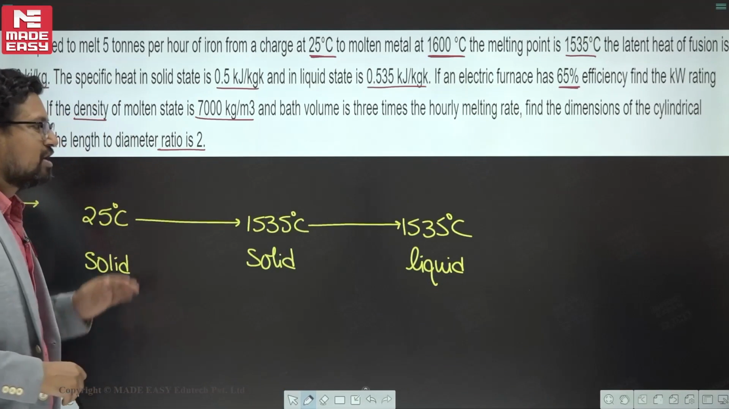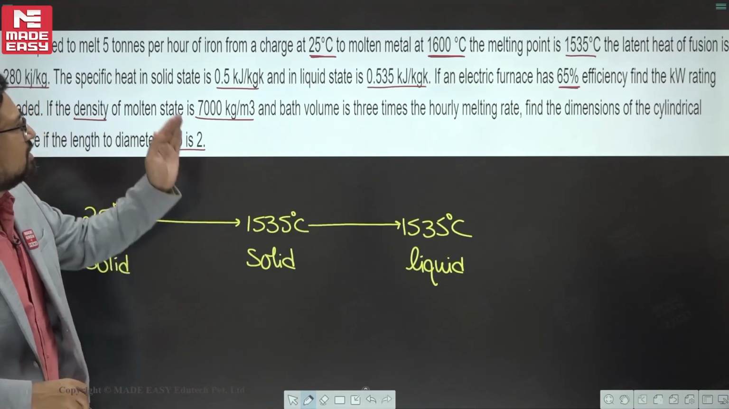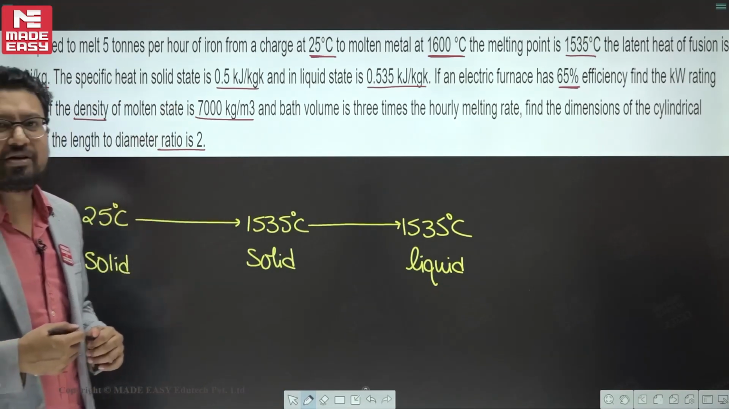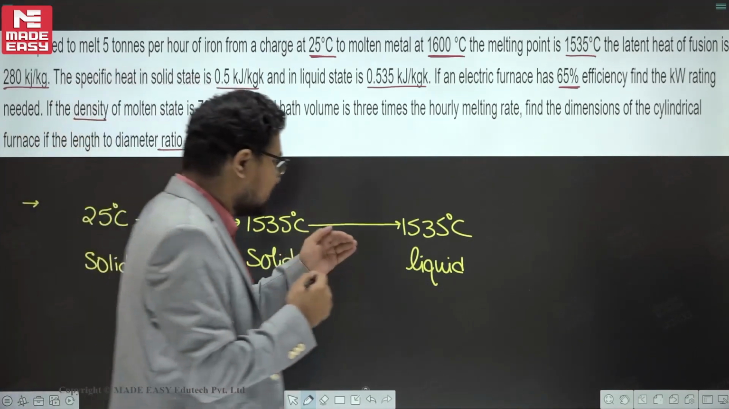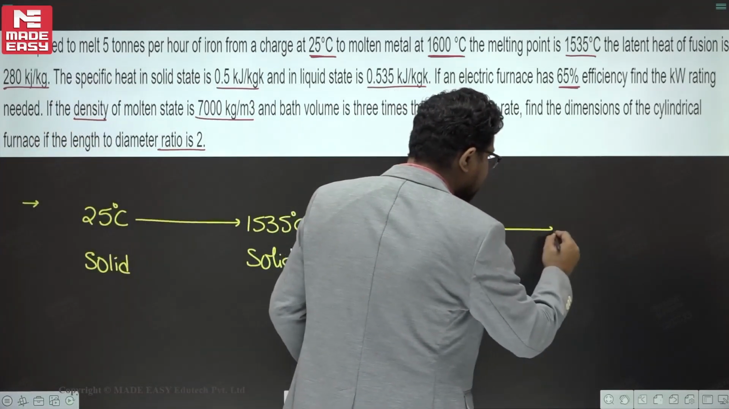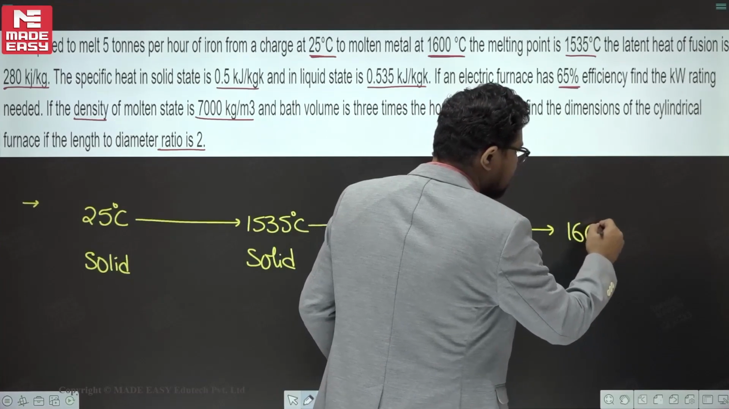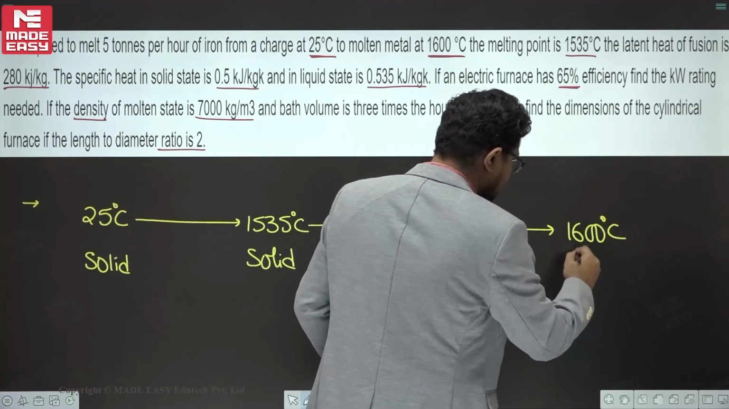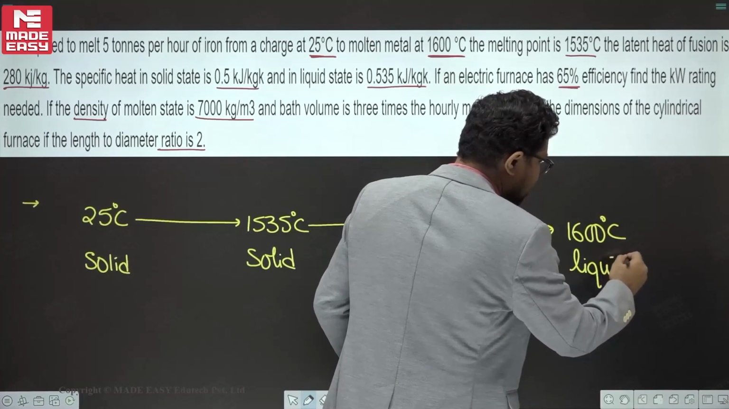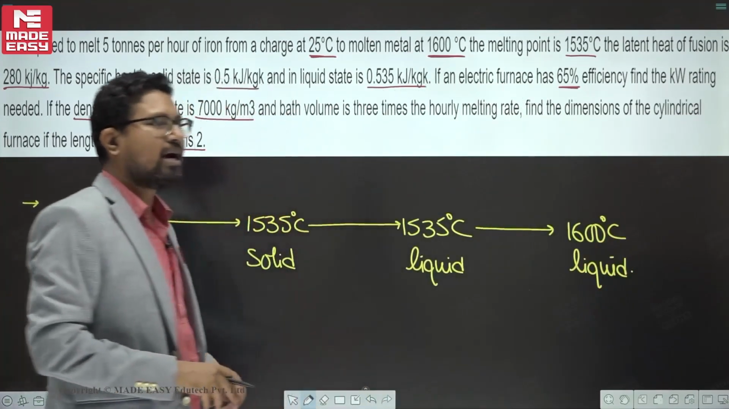Then from 1535 to 1600 degrees Celsius, a further temperature rise will take place. That is the condition we want the iron to be in. So 1600 degrees Celsius is the liquid. This is the condition we want the iron to be in finally.